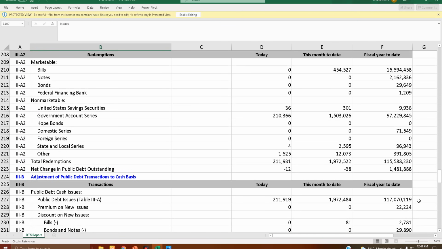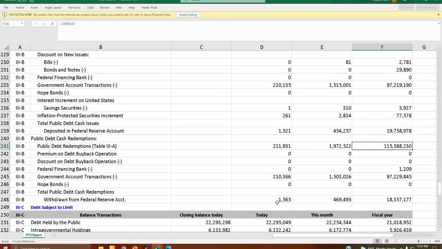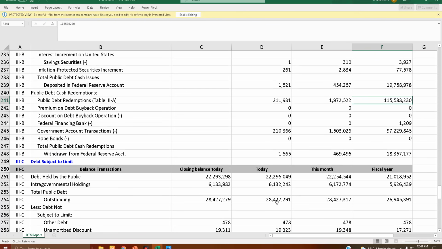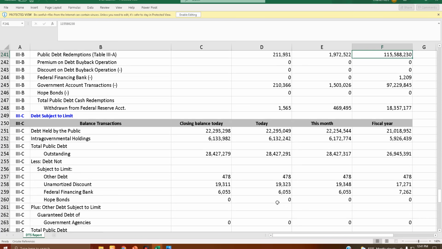When you look at the transactions for adjustment of public debt transactions to cash basis, public debt issues, again, fiscal year to date, very high. Government account transactions, very high. Deposited in Federal Reserve account, extremely high. Public debt redemptions, extremely high. So the crime that's taking place from the Fed Reserve is, in my opinion, unprecedented.